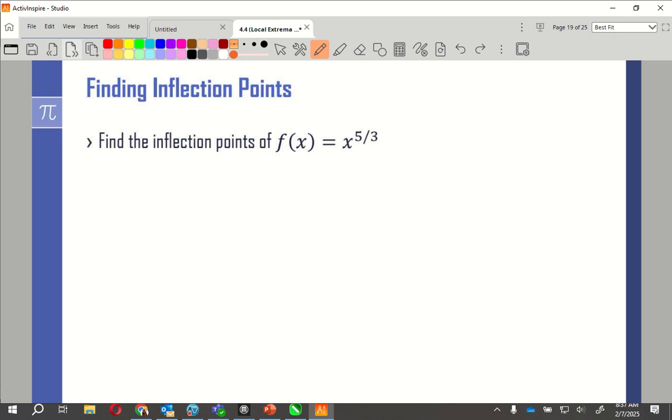Find all inflection points. So, first thing I'm going to do is f prime of x equals 5/3 x to the 2/3.